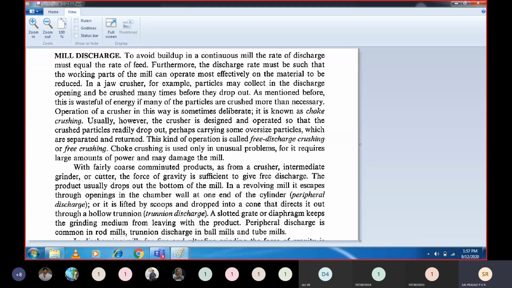Remember, the ball mill is held on a foundation. Because the ball mill is rotating, the foundation will not rotate. So a Trunnion should also have a bearing with it. If you keep a bearing, one side of the bearing can be mounted on the wall, and the second side of the bearing can be mounted on the Trunnion. So automatically it goes out. This is the example of a peripheral discharge.